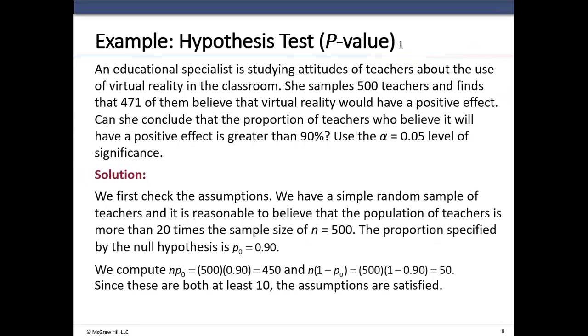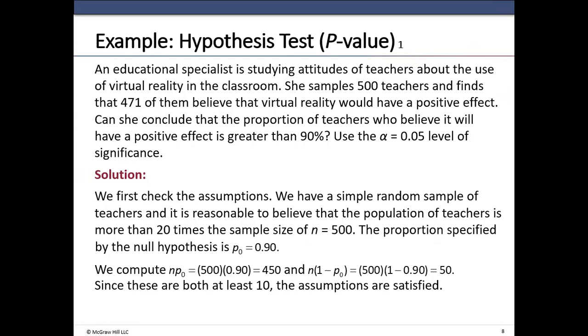Okay. So my null hypothesis is H0: p equal to p0 equal to 90%, 0.9, and the alternate is H1: p greater than 0.9. So my hypothesized value in the null hypothesis is 0.9.